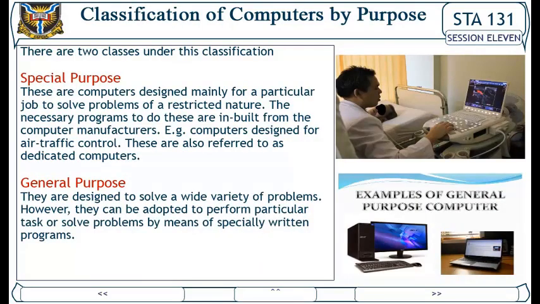Classification of computers by purpose. There are two classes under this classification. Special purpose. These are computers designed mainly for a particular job to solve problems of a restricted nature. The necessary programs to do this are inbuilt from the computer manufacturers, e.g., computers designed for air traffic control. These are also referred to as dedicated computers. General purpose. They are designed to solve a wide variety of problems. However, they can be adopted to perform particular tasks or solve problems by means of specially written programs.